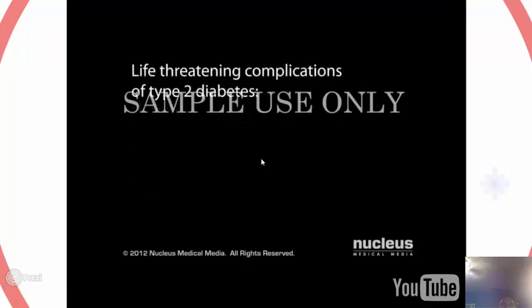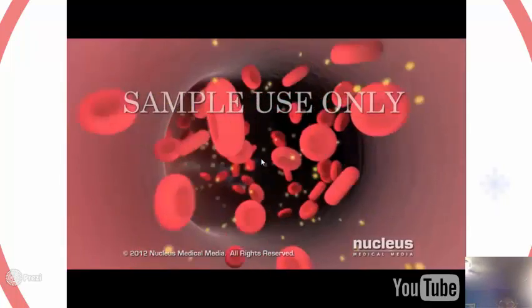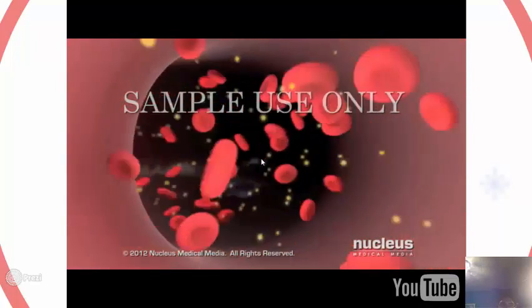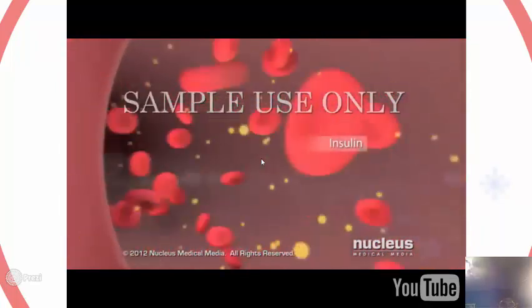Life-threatening complications of type 2 diabetes include diabetic ketoacidosis, hyperosmolar hyperglycemic non-ketotic syndrome, and hypoglycemia. If you don't receive treatment for hyperglycemia, diabetic ketoacidosis can result.